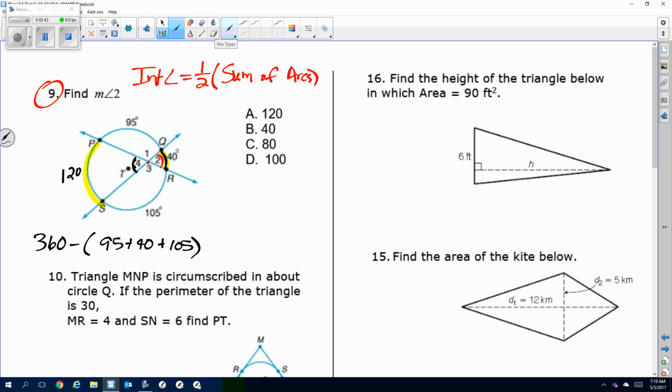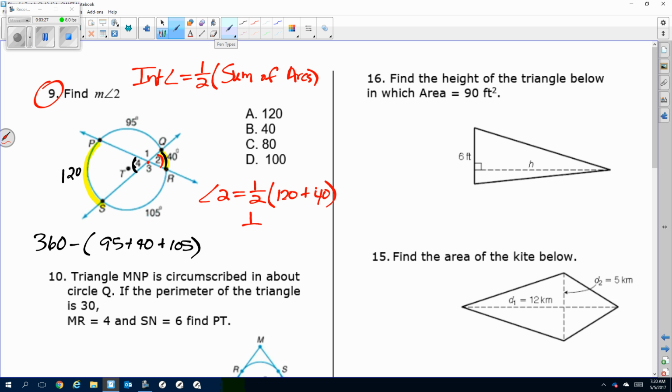Okay. If you're not sure how that happened, you need to check your addition. So you added the arcs, and then you make sure you subtract from 360. So once I know that arc, then I can get to my angle 2, because it's the sum of my yellow arcs. Those are the arcs that are intercepted with that angle. And so I'm going to write it over here. Angle 2 would equal half of the 120 plus the 40, sorry, because that was QR.